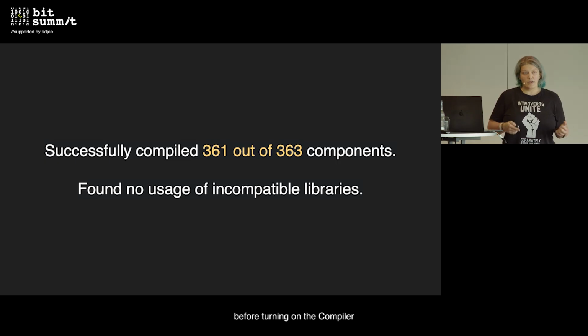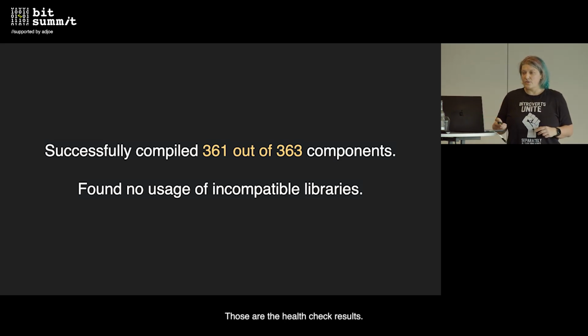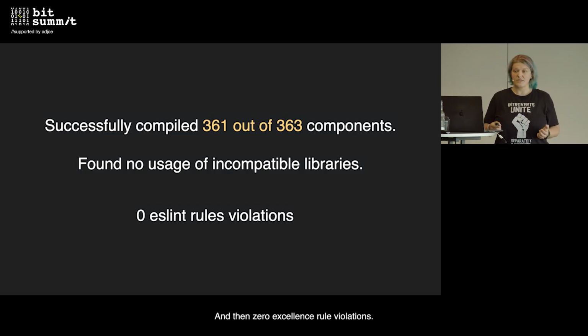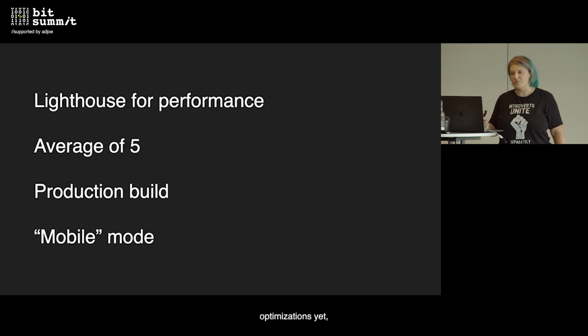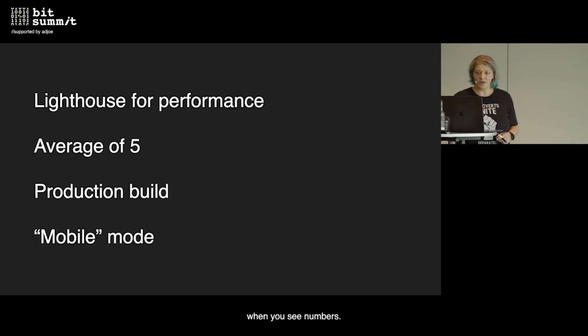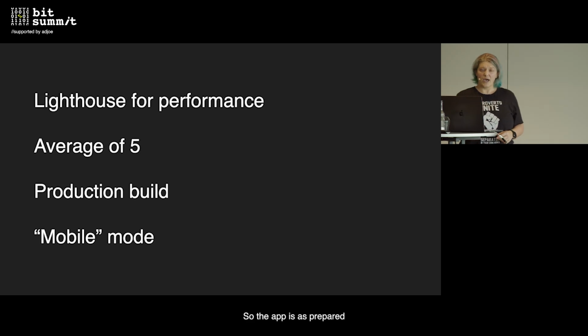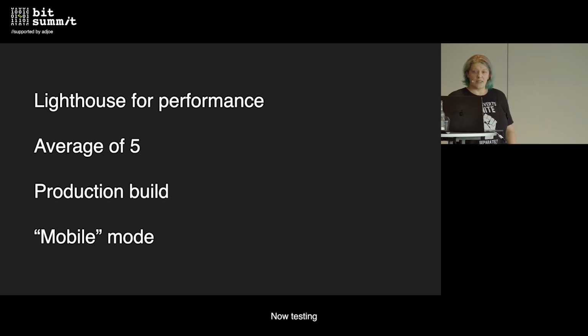Before turning on the compiler, I ran the health check and the ESLint rules provided by the React team. You can find them in the docs, how to set up all of this. Those are the health check results. Almost everything is compiled, no usages of incompatible libraries, and 0 ESLint rule violations. And finally, I haven't done any performance optimizations yet, so please don't judge me when you see numbers. So exactly so I can try the compiler for this talk. So the app is as prepared for the React compiler as it can possibly be, including some serious and known performance problems to fix.